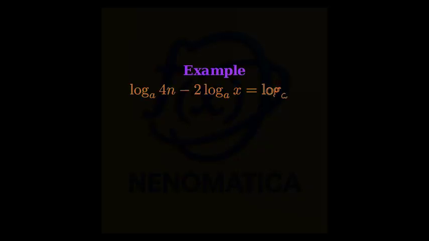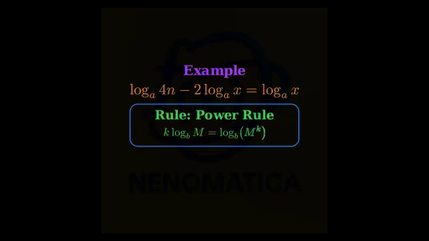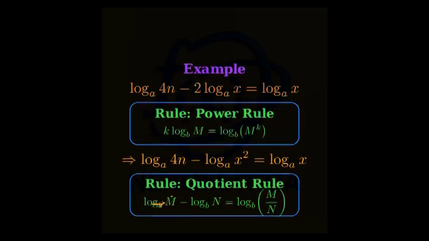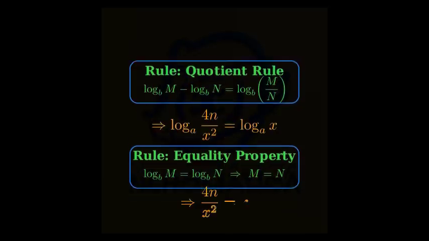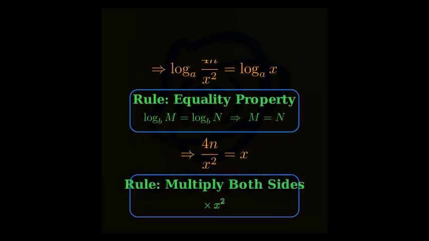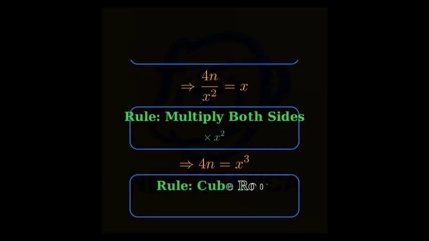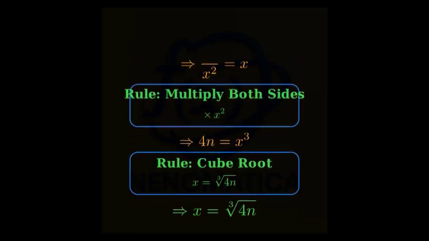First, apply the power rule to 2 log base of x. Next, apply the quotient rule to combine the logs. Since logs with the same base are equal, equate the arguments. Multiply both sides by x squared. Finally, take the cube root of both sides to solve for x.